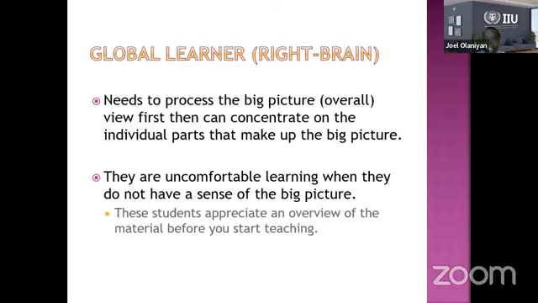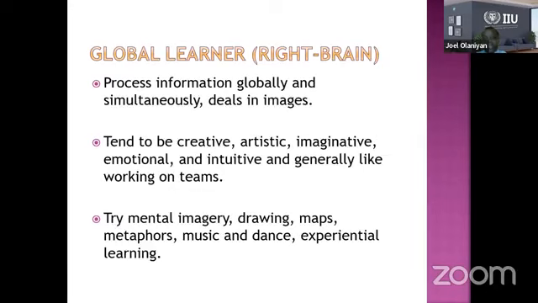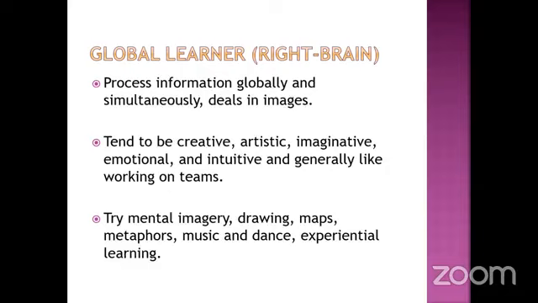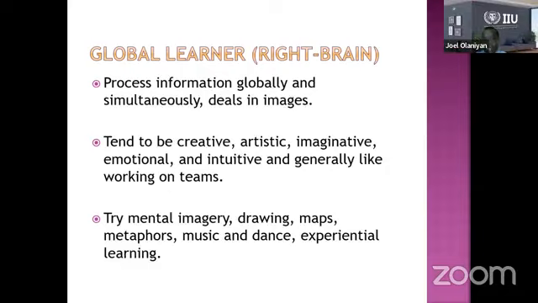So when you come to class and you have this type of learners, you want to tell them about what you are studying for the day. And that is what we call connecting them to the learning. You are trying to give them a big picture. For such learners, you can play an activity that will help them process the information before you go into the learning proper. So, like I told you, they process information globally and simultaneously. They deal with images. They tend to be creative, artistic, imaginative, emotional, and intuitive. And generally, they like working in teams. They also try mental imagery, drawing maps, metaphors, music, and dance, experiential learning.